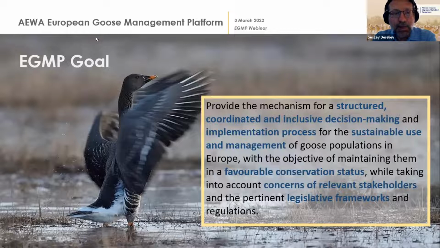With this, I'm concluding my brief introduction to the background of the EGMP. And now I will hand over to Eva Meyers, who will go deeper into the EGMP itself, and she will present you with more information on how it's structured and how this platform works. Thank you, and Eva, over to you.